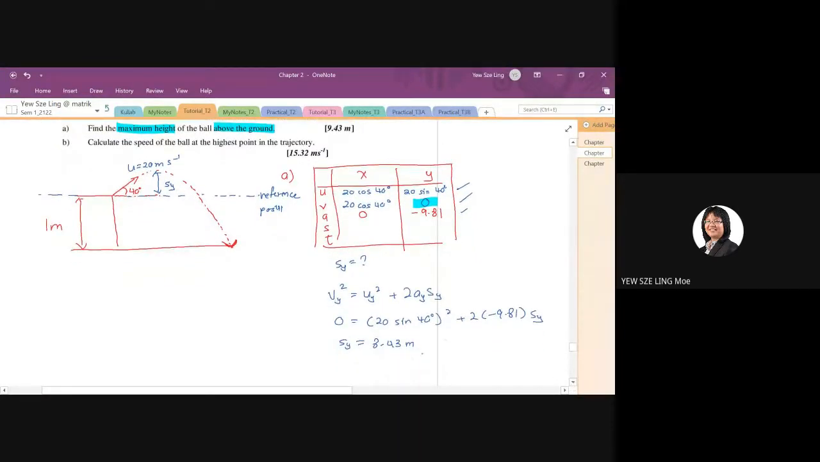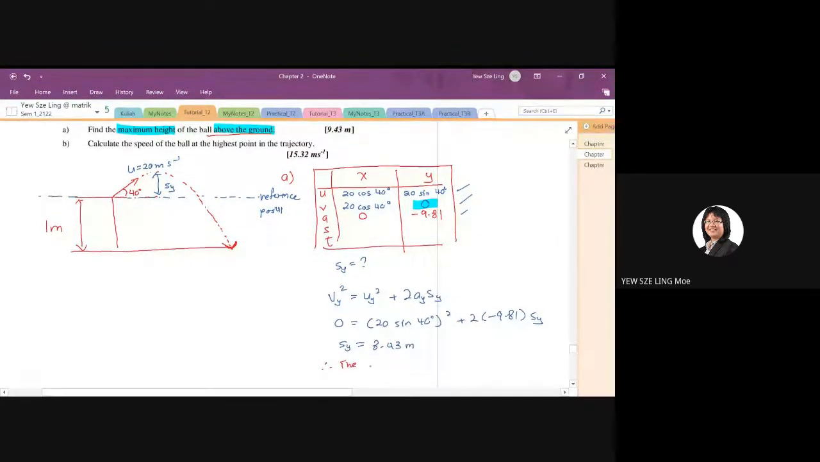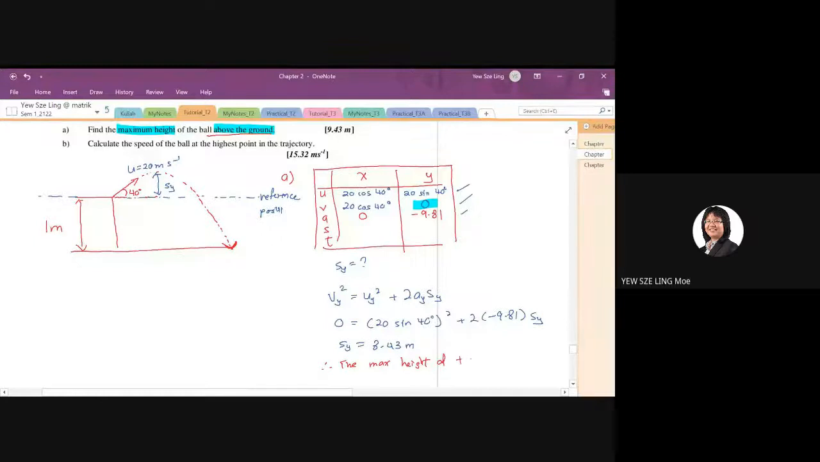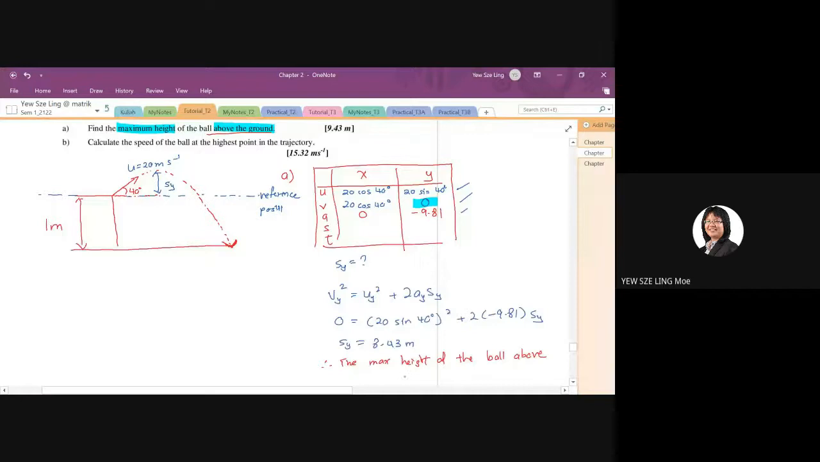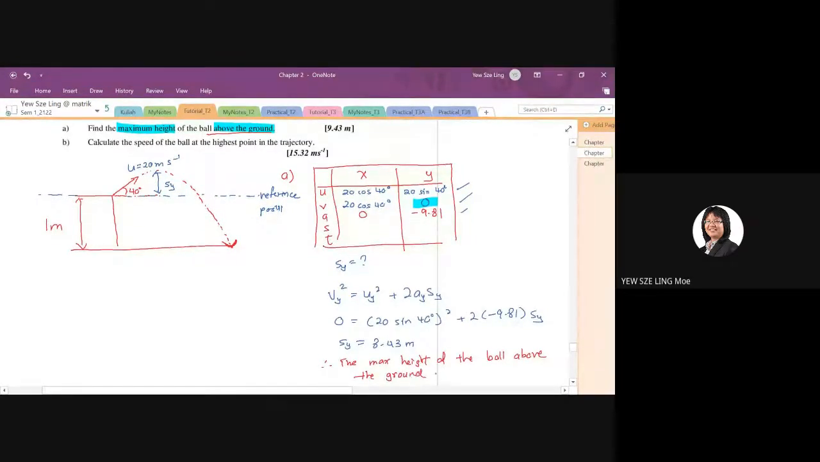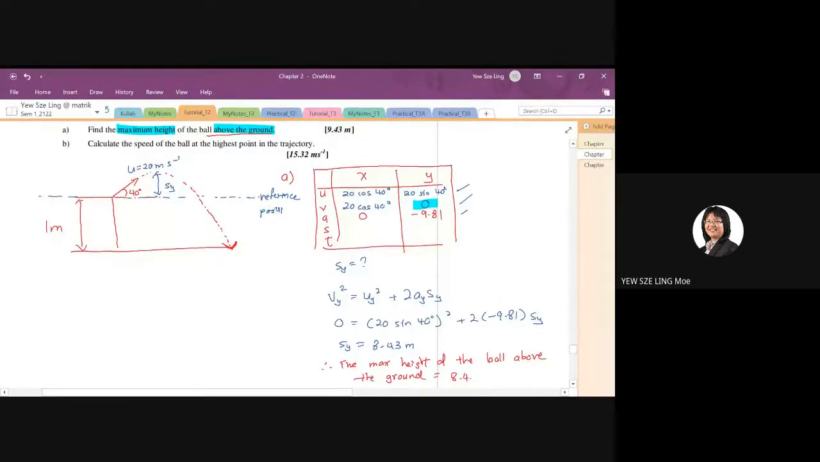Okay, 1 mark will be deducted because you haven't answered the question yet. The question is asking for the height above the ground. Therefore, you need to write it in a statement. The max height of the ball above the ground is equal to 8.43 meters plus 1 meter, which is equal to 9.43 meters.